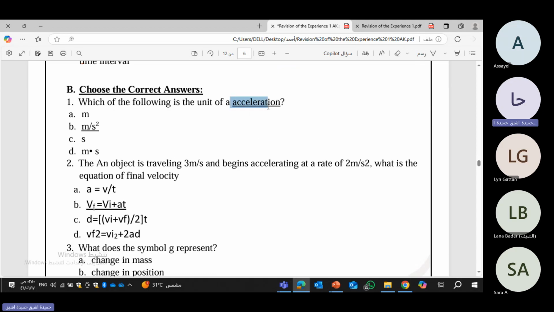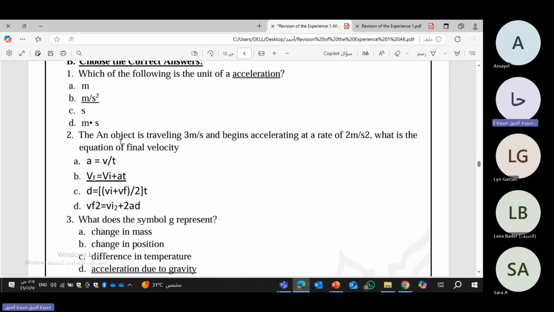Here, what's the unit of acceleration? Meter per second squared. Don't forget the squared. And then this one says if you have an object traveling with 3 meters per second, it means initial velocity. Something traveling with something always means initial. And it begins to accelerate at a rate of 2 meters per second squared.